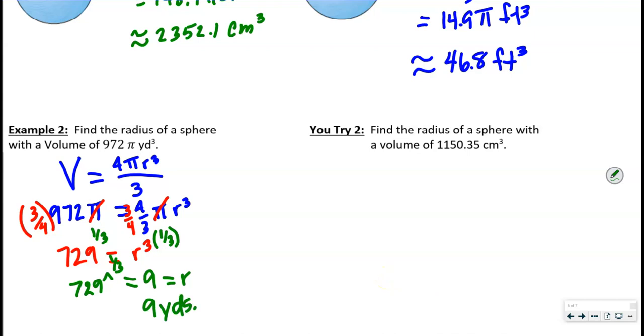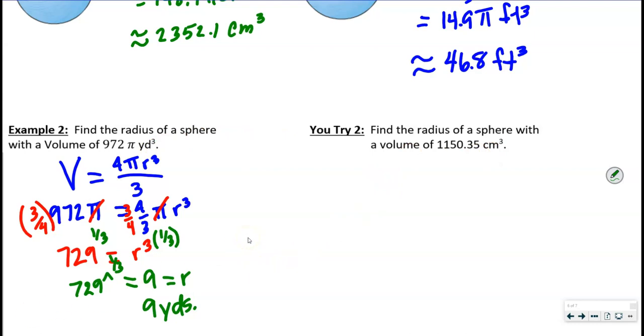Y'all got that? So how do I know that's true? Take 9 to the 3rd power. It's 729. That's how you can check your answer, okay? So I want to see if you guys can do this on the you try. Again, just take it backwards. Y'all see that? Just work backwards on this and see if you can get the answer, okay?